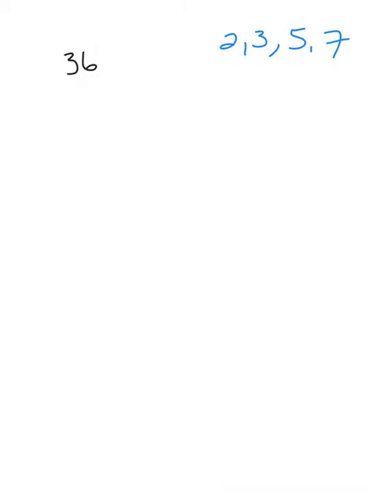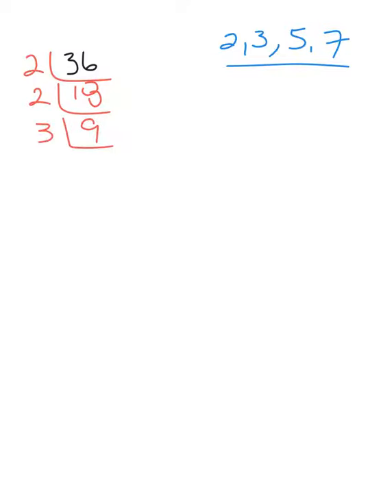Let's take a look at 36. You'll see over here I've written down my prime numbers just to keep me focused. So 36, I'm going to divide it by 2. 36 divided by 2 is 18. I'm going to divide that by 2. 18 divided by 2 is 9. Divide this by 3. 9 divided by 3 is 3. And then 3 divided by 3 is 1. So we have 2 times 2 times 3 times 3, or 2 squared times 3 squared.